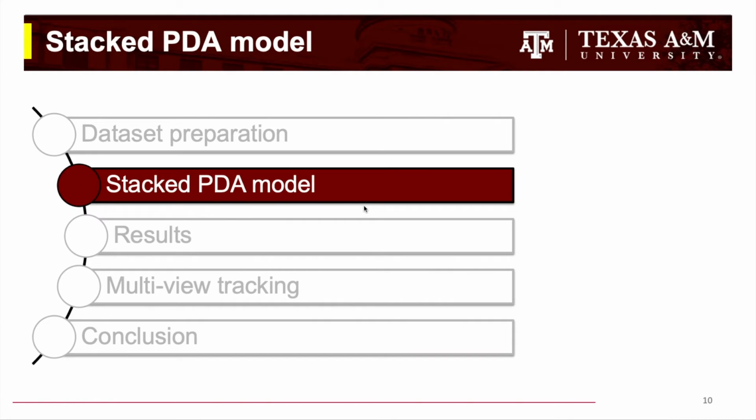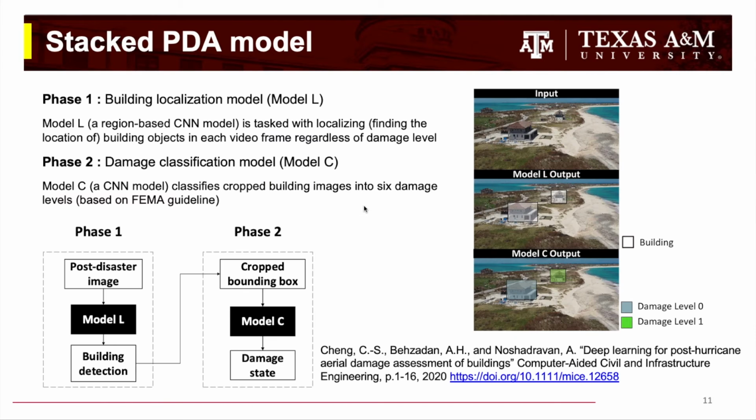Next, I would like to introduce the proposed stack PDA model. Unlike many computer vision tasks that involve detecting everyday objects, for example, dog, cat, car, people, post-disaster scenes are very highly complex, and this would result in a relatively large number of false detections, which will definitely worsen the model performance. So we propose a stack model to address this PDA task.